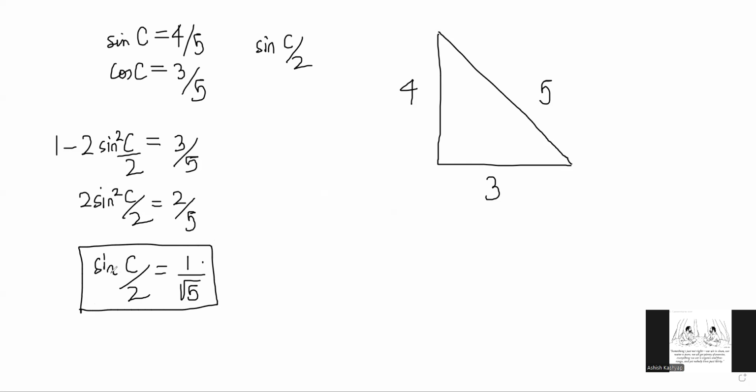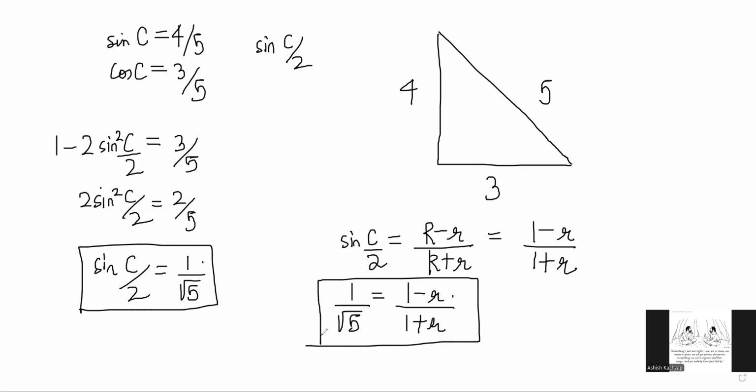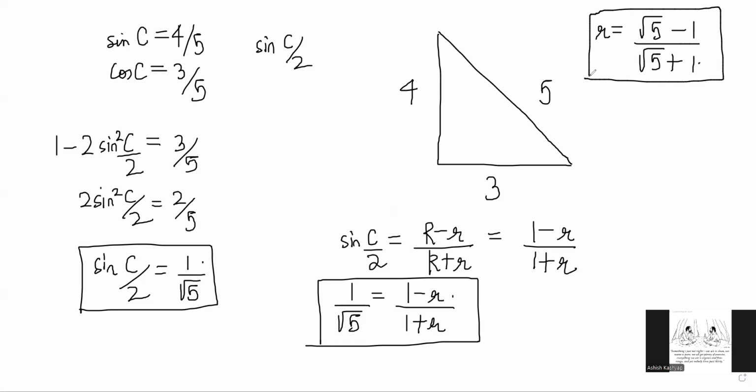So if sine C by 2 is 1 by root 5, from the previous derivation we have seen sine C by 2 is R minus r by R plus r and the in radius was 1, so 1 minus r by 1 plus r, and we are getting 1 by root 5 is equal to 1 minus r by 1 plus r, right? Once we get this, it is obvious to find r. You can do componendo and dividendo and find r to be equal to root 5 minus 1 by root 5 plus 1. And now that is the radius of my smaller circle here.